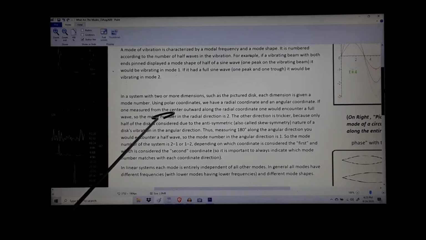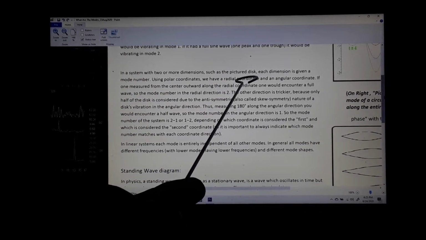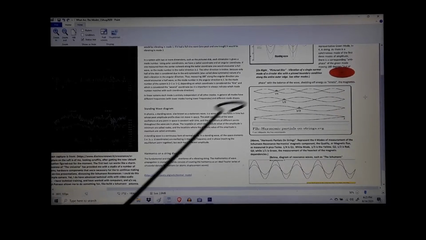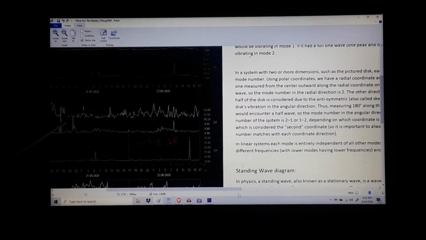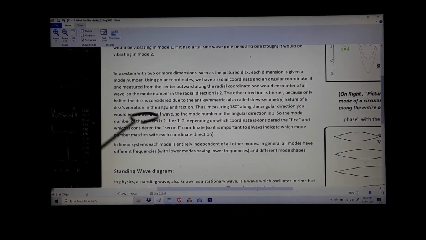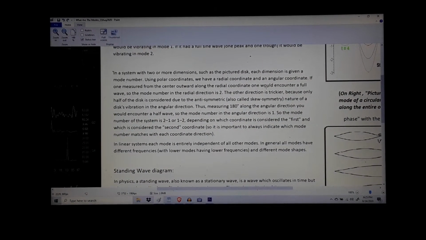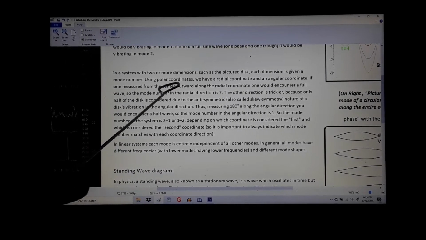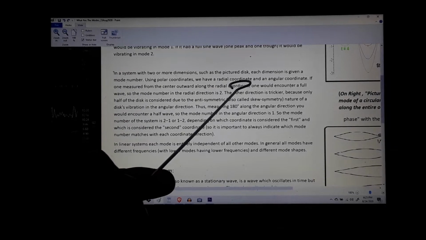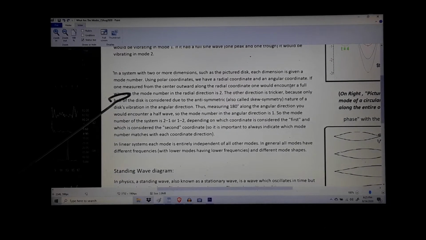In a system with one or more dimensions, such as in the picture of the disk right here, and there's also a moving GIF that goes with it, each dimension is given a mode number. Using polar coordinates, we have a radial coordinate and then an angular coordinate. If one measured from the center outward along the radial coordinate, one would encounter a full wave, so the mode number in the radial direction is 2.